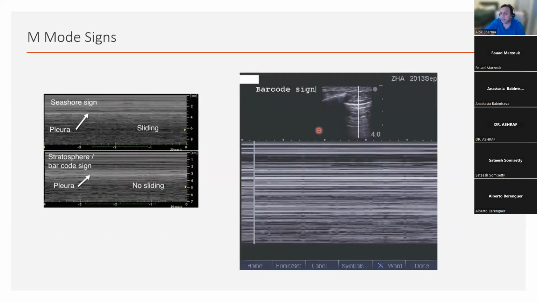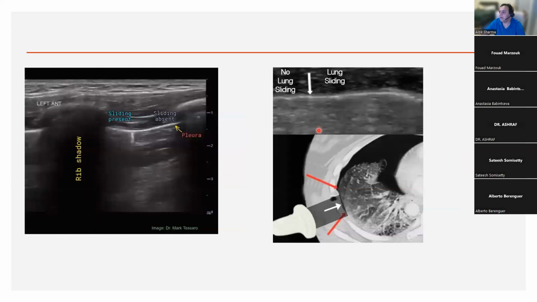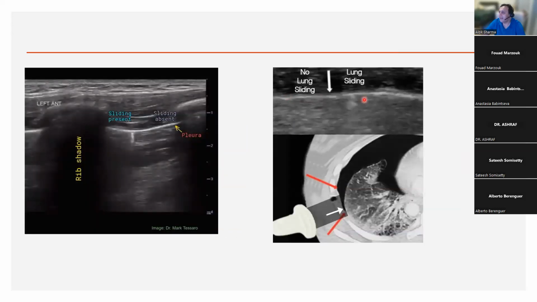So if there's confusion, it can be quite confusing. Say, for example, you're in the situation where you ask, is this sliding? Is there no sliding? Like if you look at this slide, it's quite confusing.